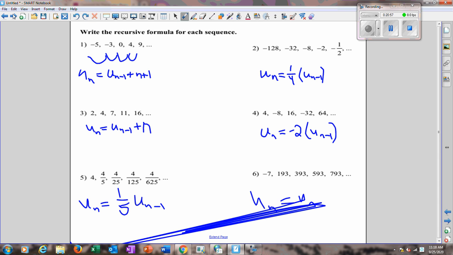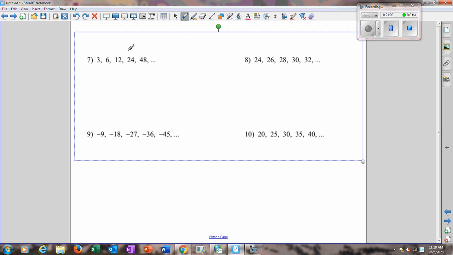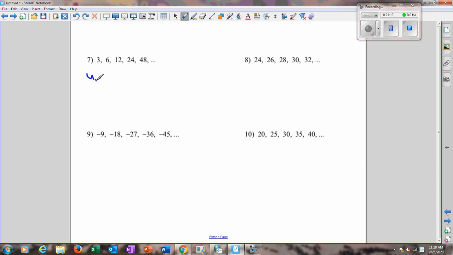All right, next one. 3, 6, 12, 24, 48. We're doubling each time. So it's u sub n equals 2 times u sub n minus 1.